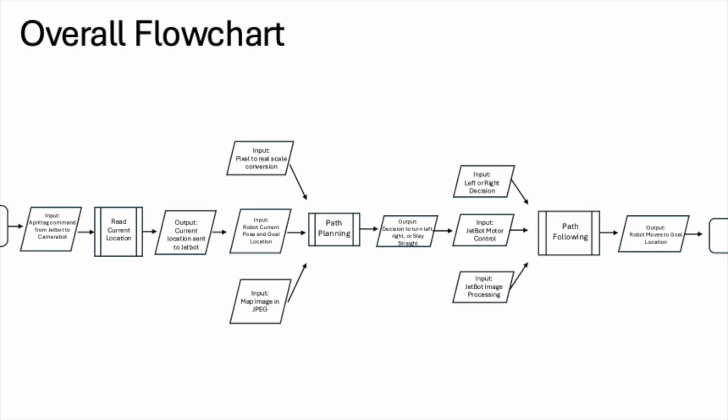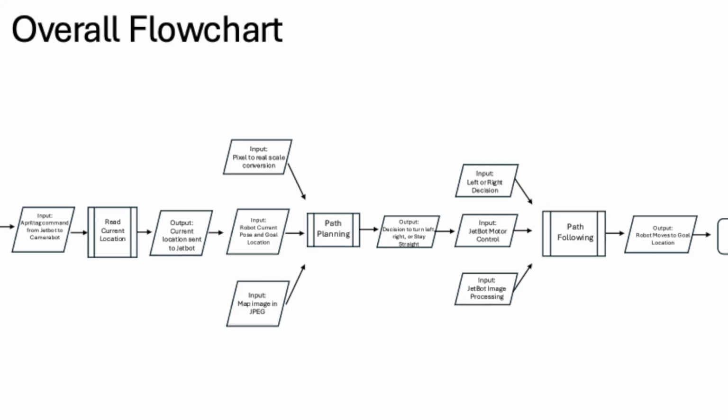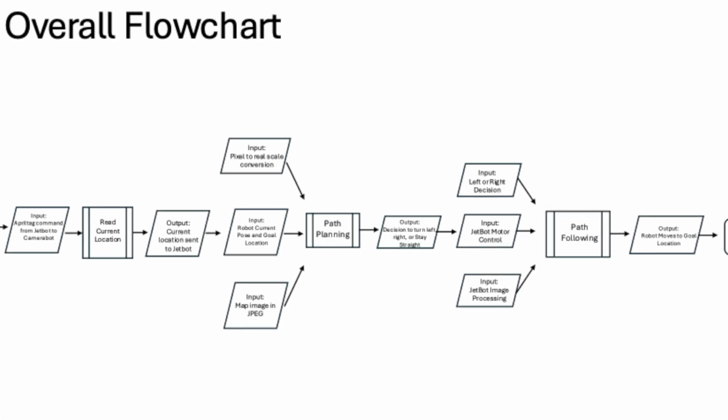And that was the end of our flowchart. It goes from the starting location where it gets the current location all the way to path following, where in the end it ends up at its goal location.